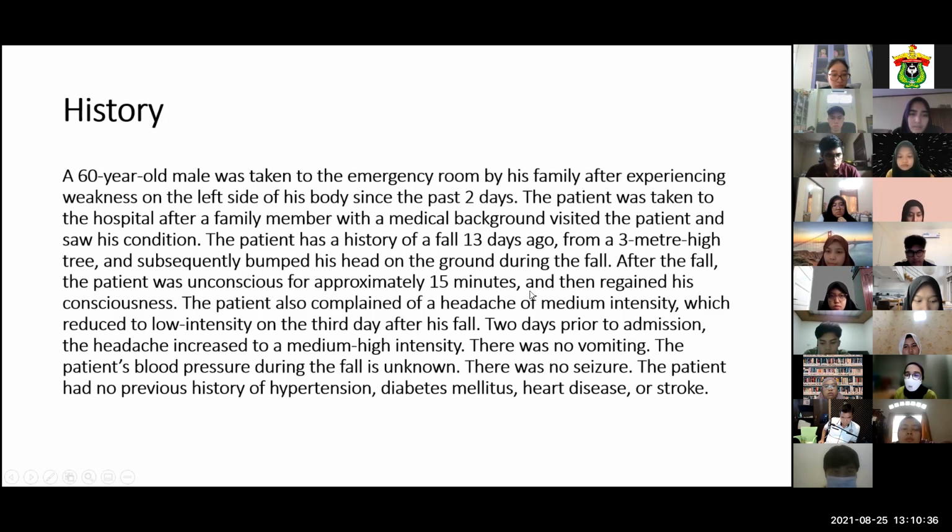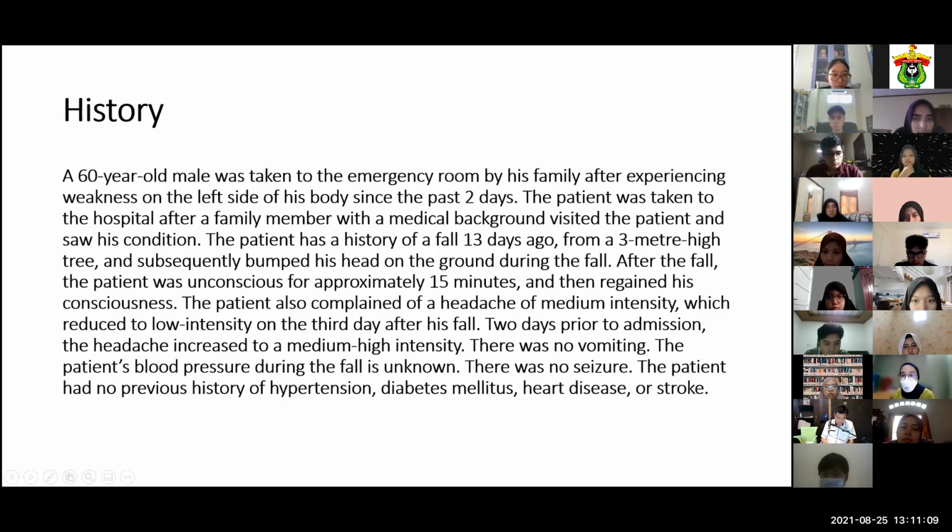The patient also complained of a headache of medium intensity, which reduced to a low intensity on the 3rd day after his fall. 2 days prior to his emergency room admission, the headache increased to a medium-high intensity. There was no vomiting. The blood pressure of the patient during the fall was unknown, and there was no seizure. The patient has no previous history of hypertension, diabetes, heart disease, or stroke. So maybe before we move on to physical, does anyone have any comments, perhaps, on what are the important points that you can gain from the history?